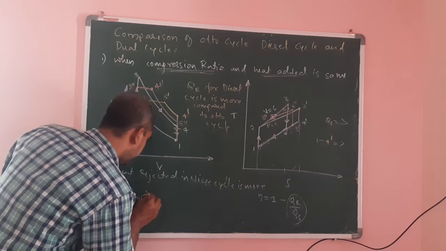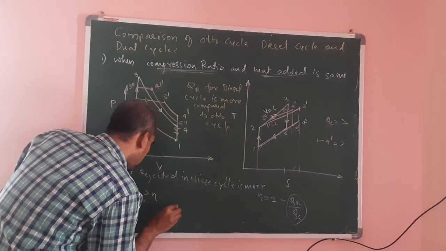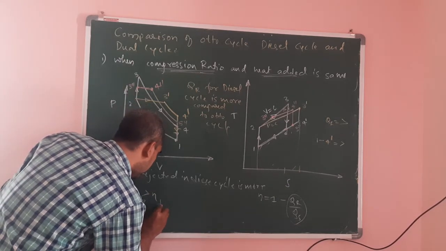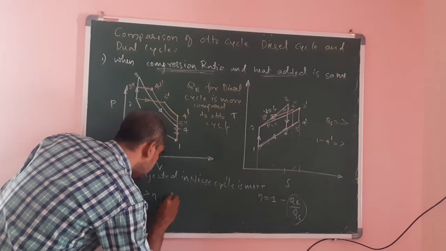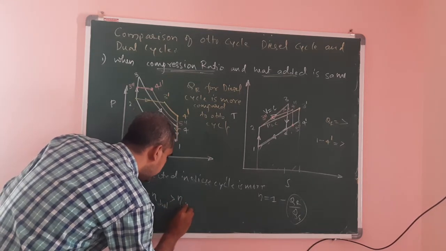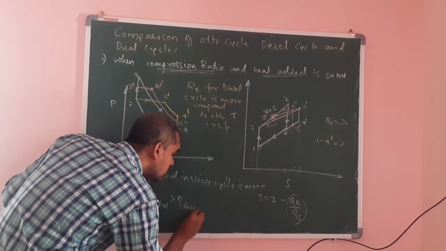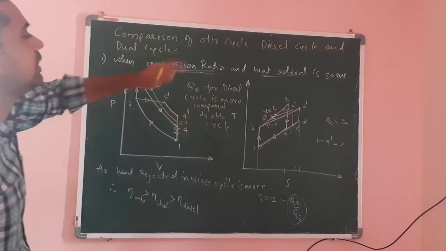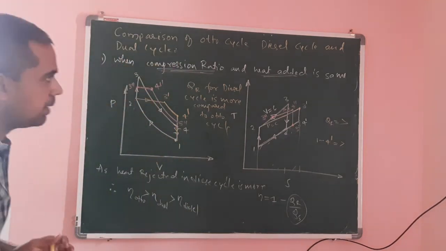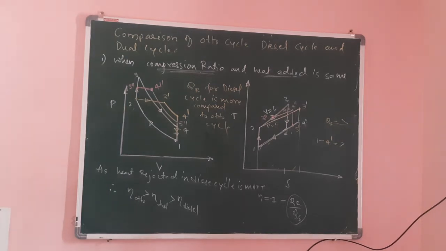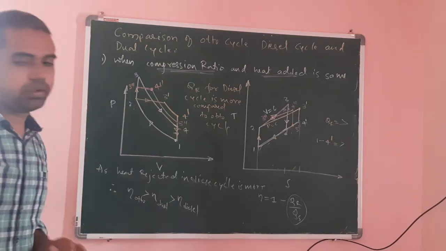Therefore, efficiency of the Otto cycle is more than the efficiency of the dual cycle, which is more than the efficiency of the diesel cycle. This is only for the case when the compression ratio is the same and heat added is the same for Otto, diesel and dual cycle.